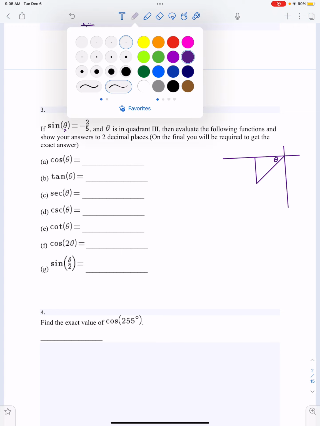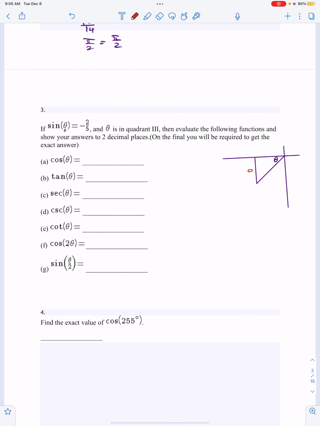I'm going to label these. So this is opposite to theta, this is adjacent to theta, and this is the hypotenuse to theta. I know that sine theta is opposite over hypotenuse, so this is equal to negative 2, and the hypotenuse is equal to 5. The hypotenuse is always positive.